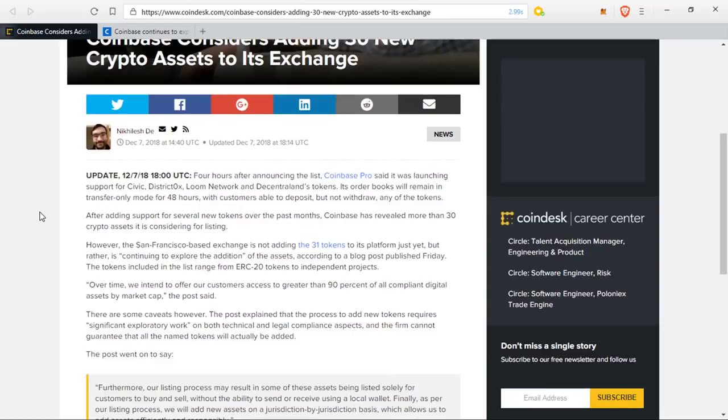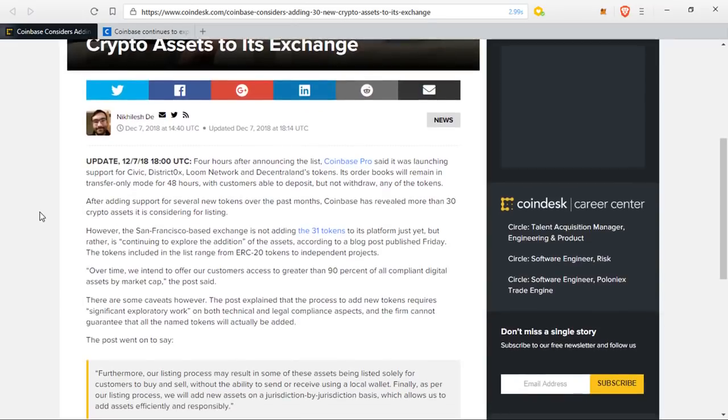The post says, and I do quote, furthermore, our listing process may result in some of these assets being listed solely for customers to buy and sell without the ability to send or receive using a local wallet. Finally, as per our listing process, we will add new assets on a jurisdiction by jurisdiction basis, which allows us to add assets efficiently and responsibly. This pretty much goes in exactly what I said.